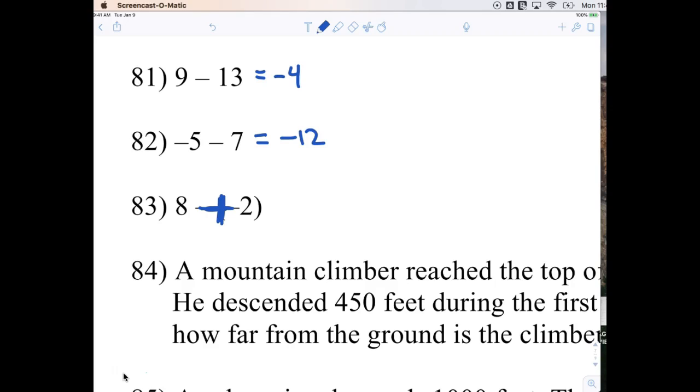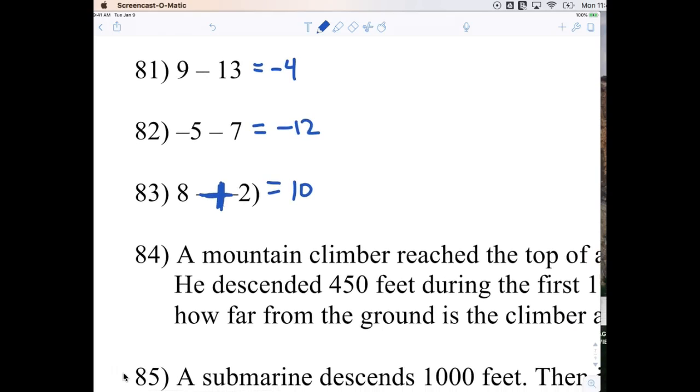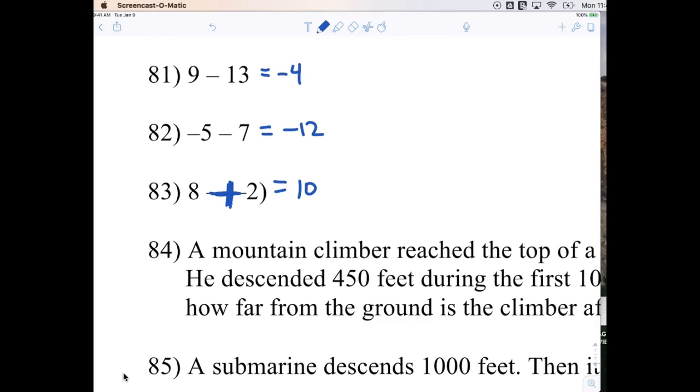So again, final answer here. We're adding, right? Not multiplying. It's okay. 8 plus 2 is 10. I was confused because when I checked my answers for 80, it said it was 8 plus 2, but the answer isn't. But I knew it was 8 plus 2. So the answer is just 10.